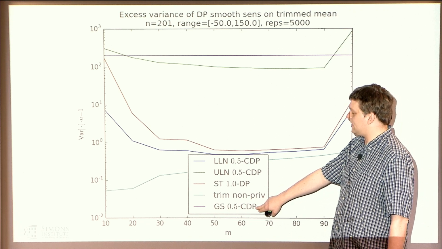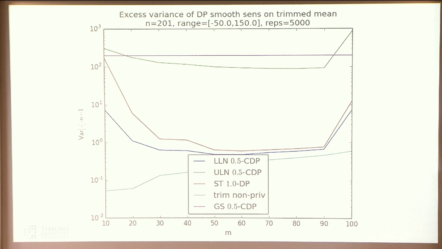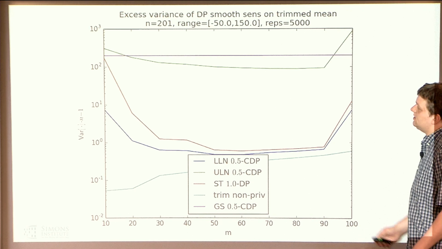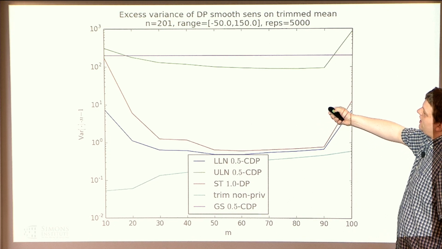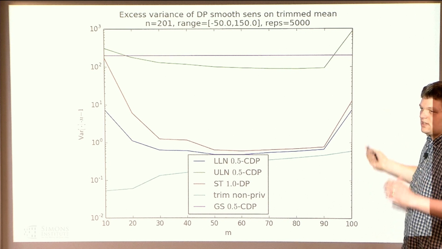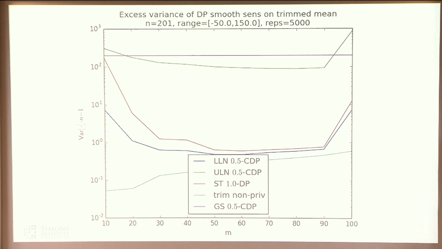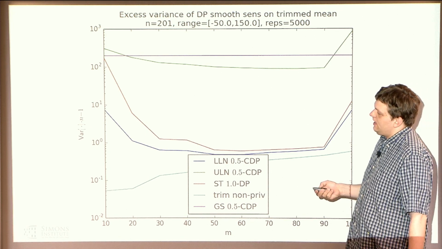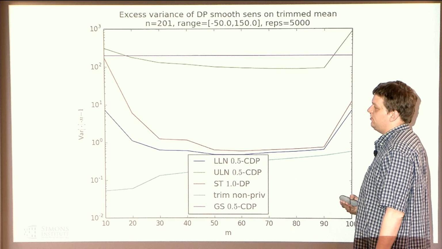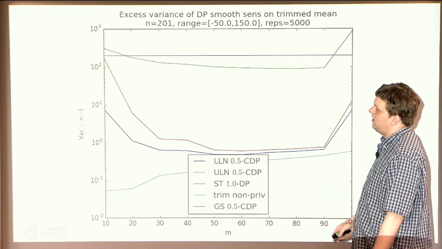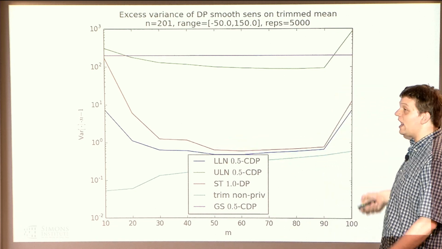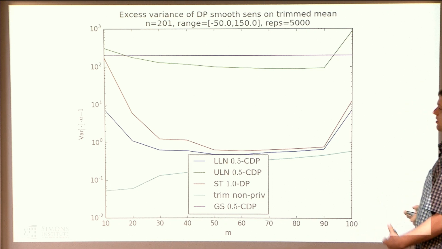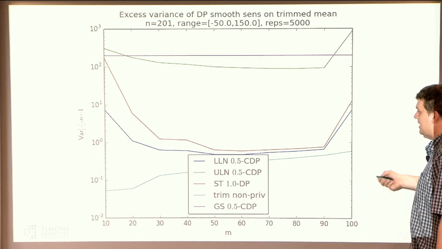And this is what would happen if you just use global sensitivity, which would be kind of useless. Here I've got 200 data points, and I'm assuming some bound on the range of 50 to 150. It's standard Gaussian noise, so sigma equals 1. And what I'm plotting here is the excess variance relative to the non-private optimal thing, which would be 1. So this line, 10 to the 0, means you have 100% more variance, or twice the variance that you would have non-privately. As you can see, we're getting under that line.